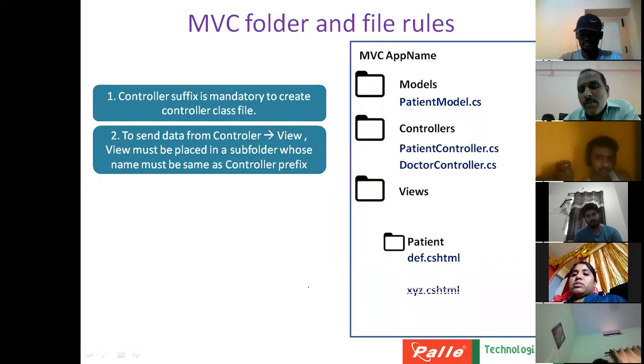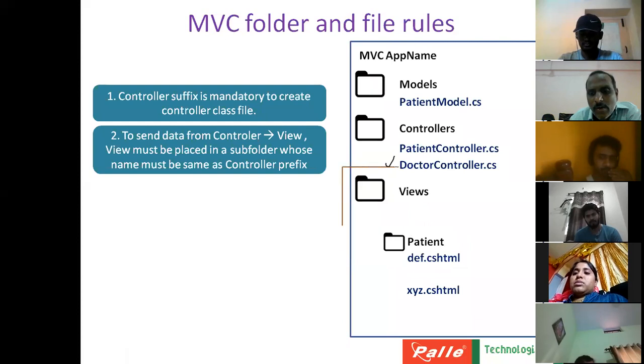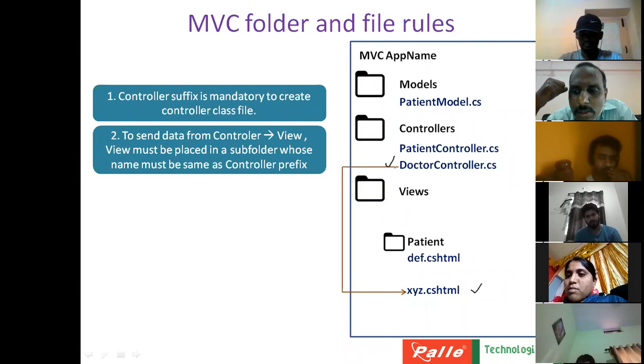Now let me ask you one more question. Assume that somewhere in your application you are dealing with a doctor model or doctor data. So now you are having a doctor controller. For some reason I want to send the data from doctor controller to a dummy view named xyz.cshtml. Now tell me, when I send the data from doctor controller, can this view receive the data or cannot receive the data?